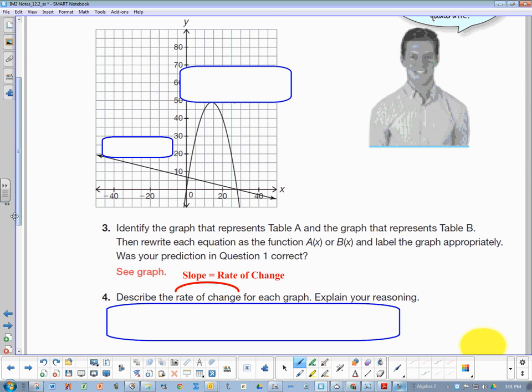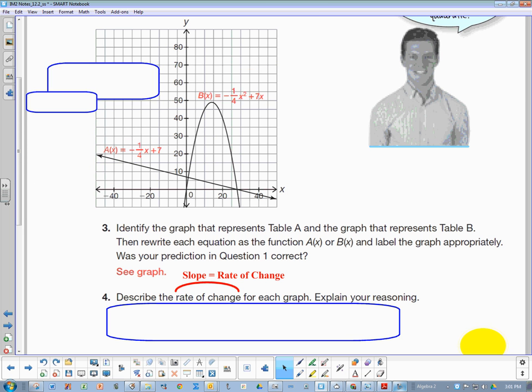Number 3 says, identify the graph that represents table A. Well, table A was our linear function. And then the graph that represents table B. Table B was our quadratic. All right, so here we go. There's your linear function. And here is your quadratic. So you've got a parabola and then you've got a line.